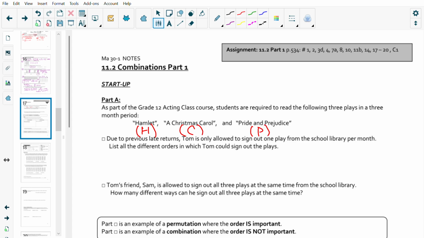So let's demonstrate what combinations are all about. Due to previous late returns, Tom is only allowed to sign out 1 play from the school library per month. List all the different orders in which Tom could sign out the plays. So he could sign out Hamlet, Christmas Carol, and Pride and Prejudice in that order, and just rearrange those letters to see the other ways he can sign them out. Now this is where order matters, right? This would be a permutation, right?